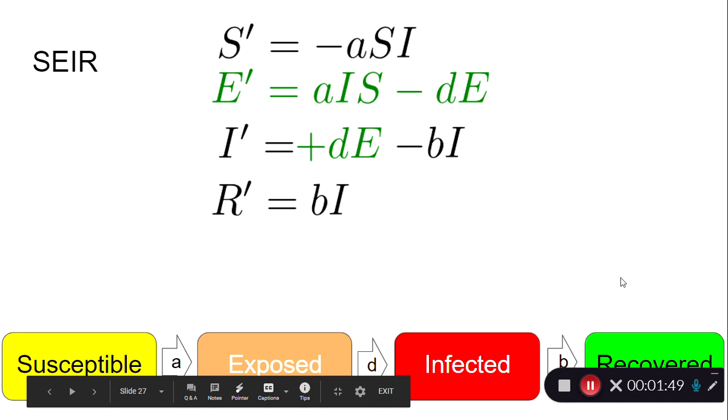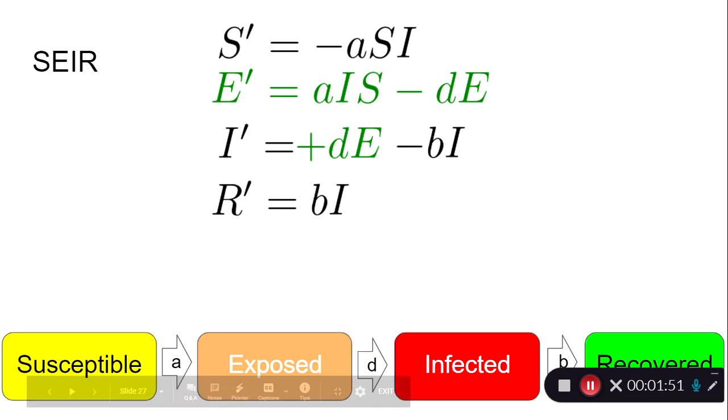So here are the equations, and I've highlighted in green the ones that are different from the SIR model. We had left off last time looking at some graphs and consequences of the SIR model, susceptible, infected, recovered. And now we're adding this E for exposed. Remember, these primes just mean change. So this is the change in the number of susceptibles, the change in the number of exposed, the change in the number of infecteds, and the change in the number of recovereds.